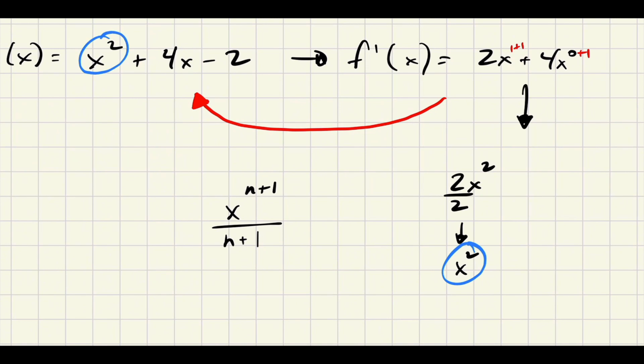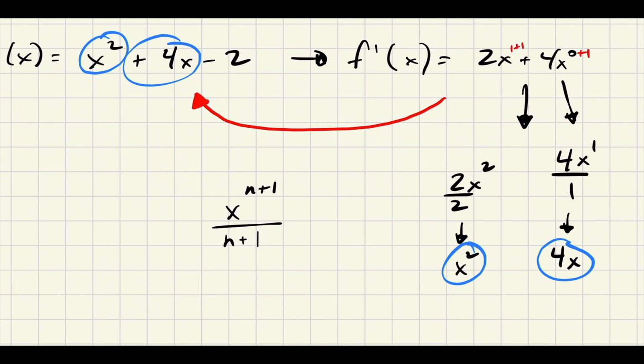Let's do it with this guy. 4x, we give it a power, right? Divide it by the new power. What's the new power? 1. 4x. That guy matches too. Where does the negative 2 come from, though?